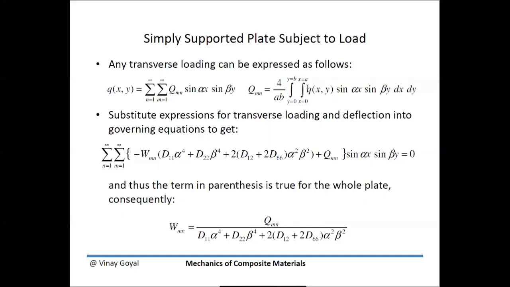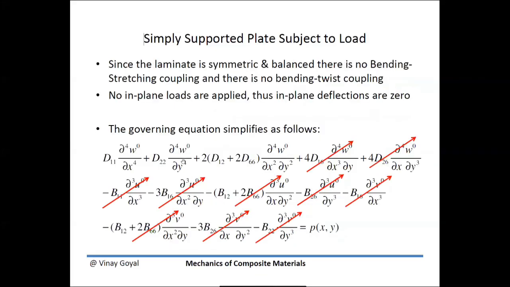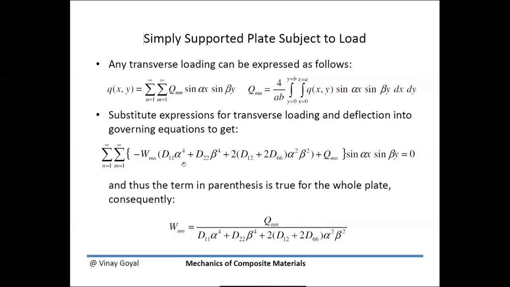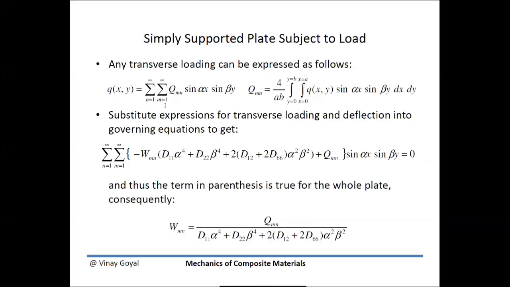Then you can substitute this Q here and this W here into this governing equation. And when you do that, you get this interesting equation. Now, for this equation to be true, the parenthetical has to be equal to 0. And so I can solve for WMN in this manner. What I've done is solved for the deflection of the plate, which is exactly what I was looking for. I'm able to find an expression for the WMN, which is the coefficient here. And so if I have that, I can now plot the deflections of that plate very simply.